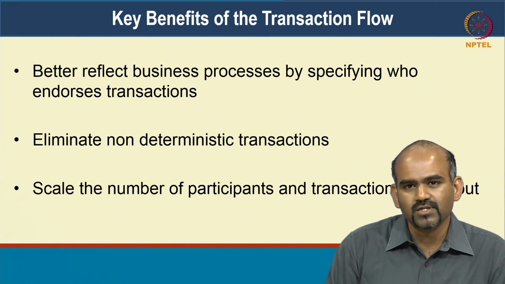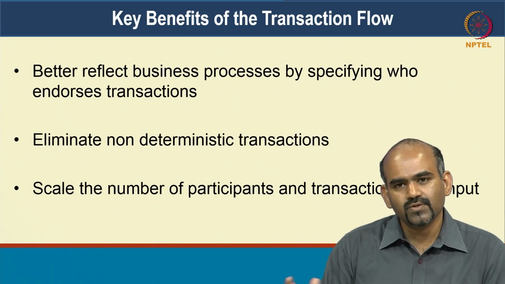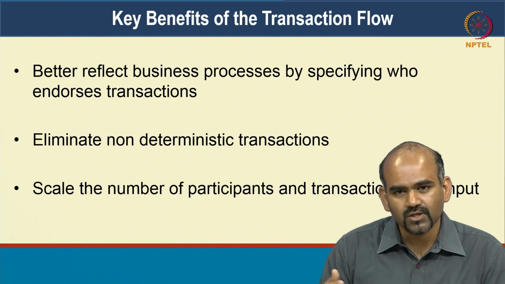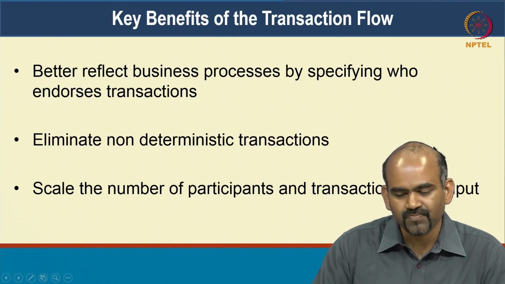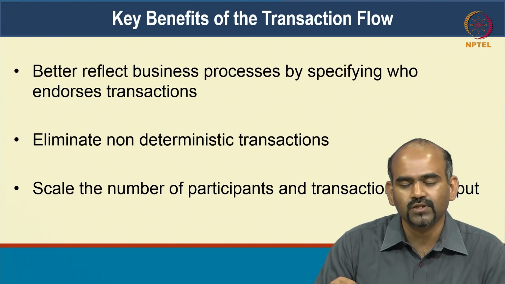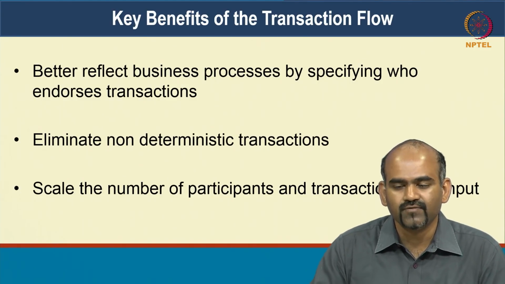Based on the endorsement policy, you can use that to also scale in terms of transaction throughput. You can have multiple parallel transactions going through the system simultaneously. So that was also a reason for us to adopt this first execute, then order, and then validate.